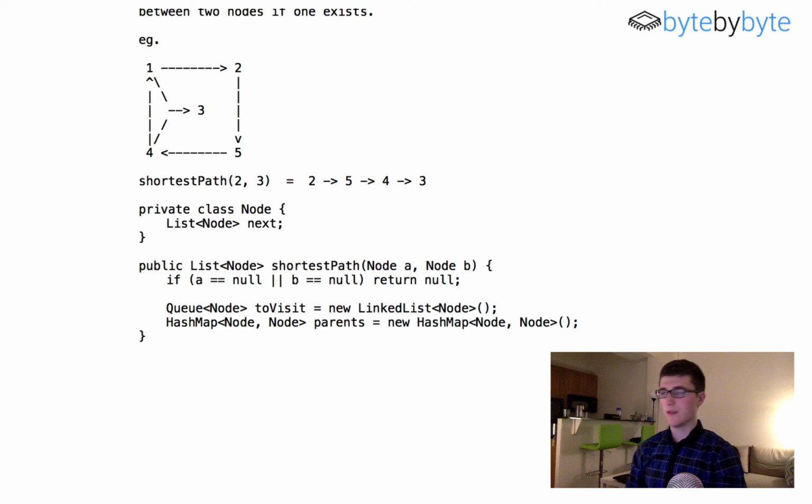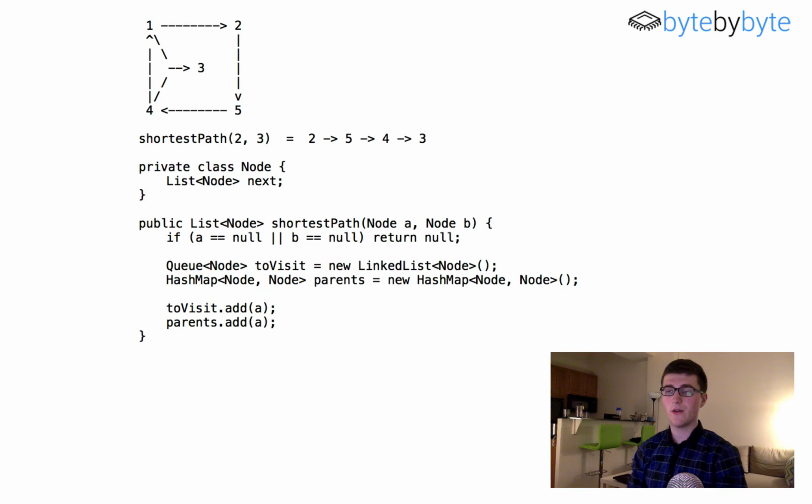We've basically just created what we need, and so to initialize this, we want to add A to our hash map and A to toVisit. So we're going to say toVisit.add A, and parents.add A. Actually, we have to add A and null, right? Because as we said, the parent of A is going to be null, and that way, when we're going backwards through our list, we will be able to just see that the parent of A is null and know that we've gotten to our starting point.